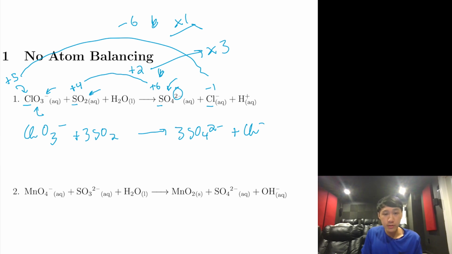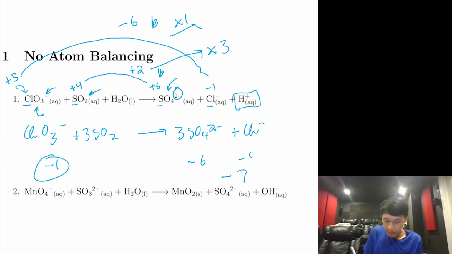Our next step is balancing charges. We're working in acidic conditions, so our charge balancer is going to be the H+. So let's figure out the charges on both sides. On this side, we have -1 from the chlorate, and that's it. On this side, we have -6 from the sulfates and -1 from the chlorine. Overall, that's -7. So to balance -1 and -7, we're going to need to add 6 H pluses to the right side. So plus 6 H plus.